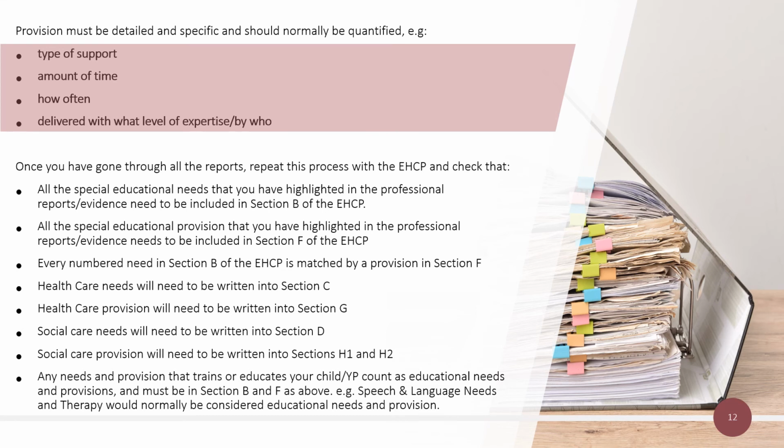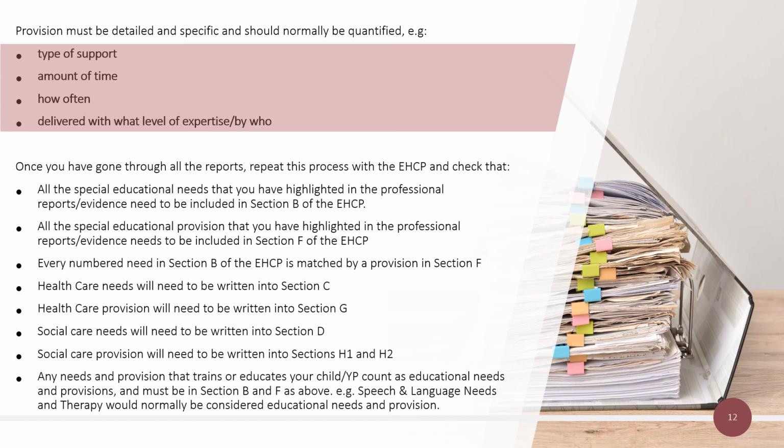Once you've gone through all the reports, repeat this process with the EHCP and check that all the special educational needs that you have highlighted in the professional reports evidence need to be included in section B of the EHCP. All the special educational provision that you have highlighted in the professional reports evidence needs to be included in section F of the EHCP. Every numbered section in section B of the EHCP is matched by a provision in section F.